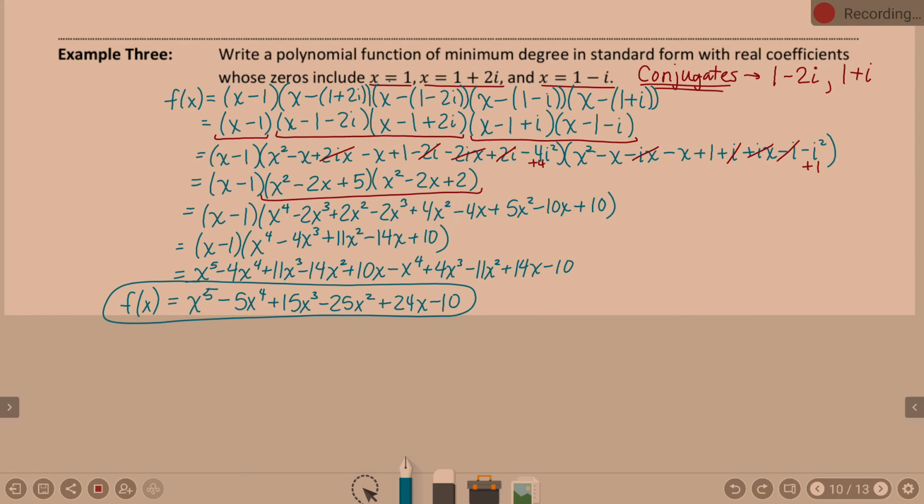If you want to start working on homework, you have some of these you can start working on today while they're fresh in your head. We will look at examples 4 and 5 on Monday.